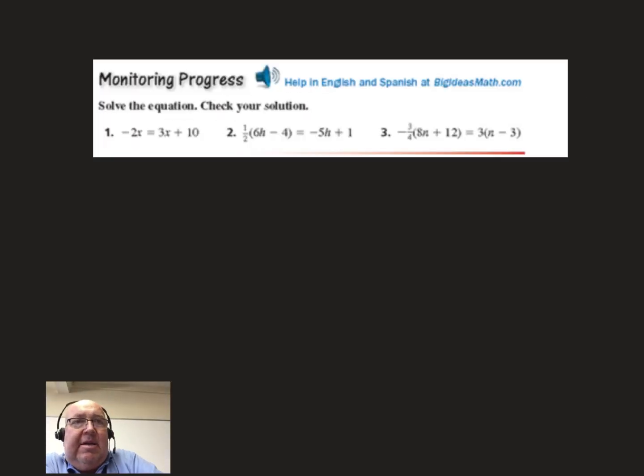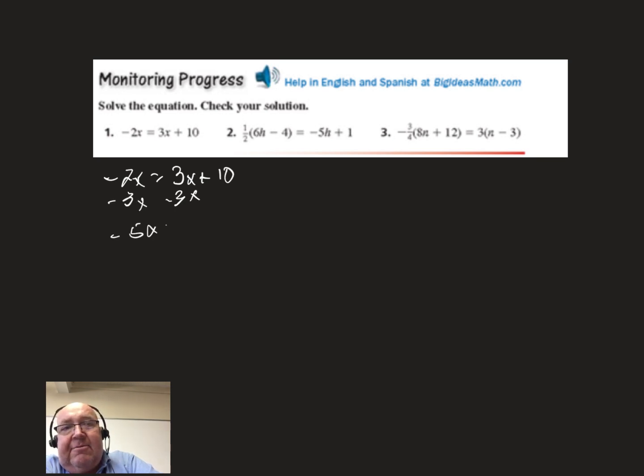Alright, so again, negative 2x equals 3x plus 10. We're going to subtract 3x, subtract 3x. We're going to get negative 5x equals 10. Divide by negative 5. And x is equal to negative 2.